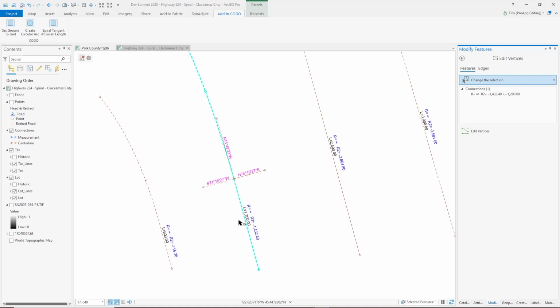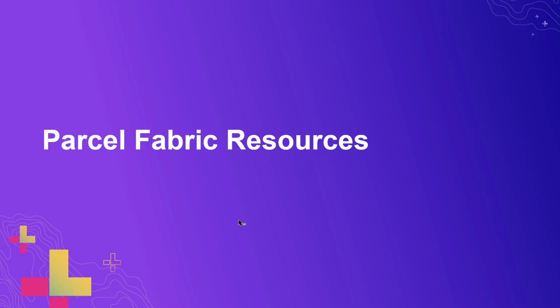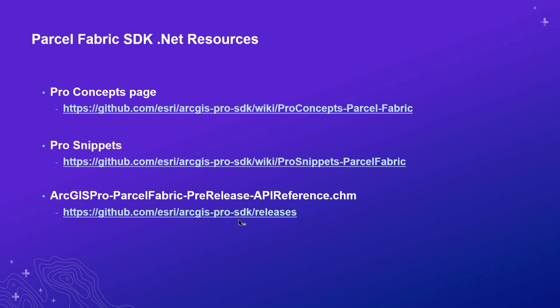So now we're going to step back into our slides, take a look at the Parcel Fabric resources for the API. There is a Pro Concepts page that you can get to from this link, and this goes through a lot of what you've seen with the first section of slides and what Ken demonstrated, and that includes some Pro snippets. And then there's also a Parcel Fabric pre-release API reference, and you can go to that link, and you can go down to a section called Assets and download a CHM file of the pre-release version.